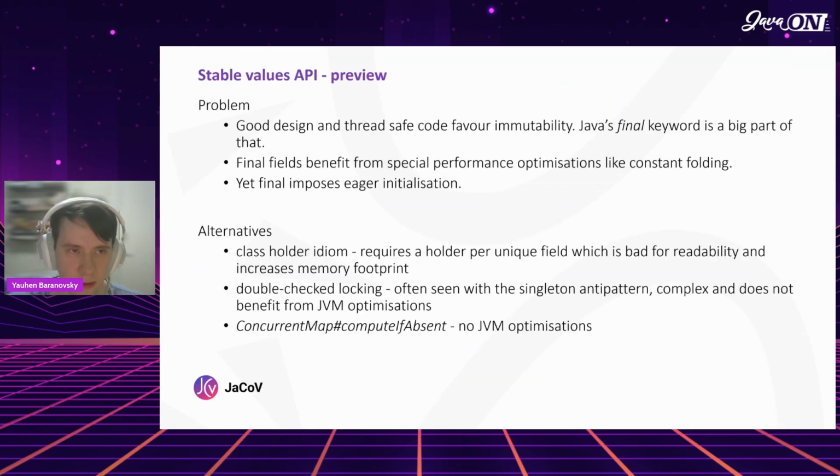And the first feature here to look at is the stable values API. The problem that it attempts to solve is about lazy initialization and efficient initialization. And if we look at final fields in JVM, those support some internal optimizations like constant folding, but nevertheless, all final fields are eagerly initialized. So every time your object is created, every time your class is loaded, all the final fields are initialized eagerly.